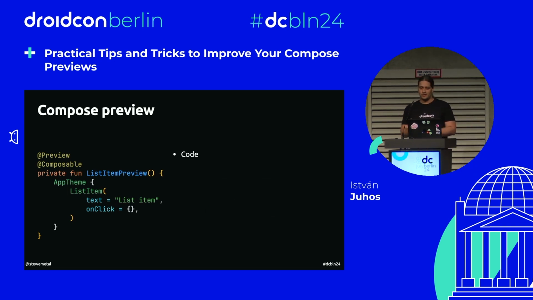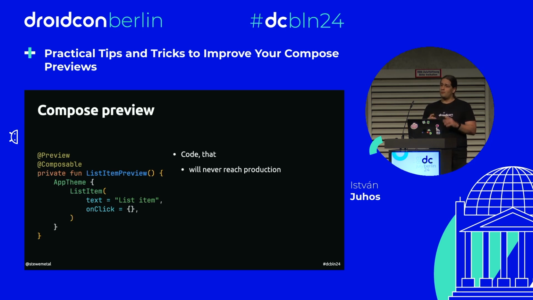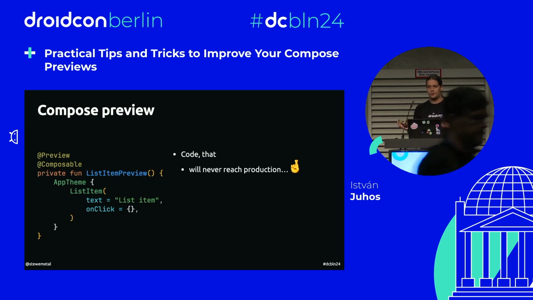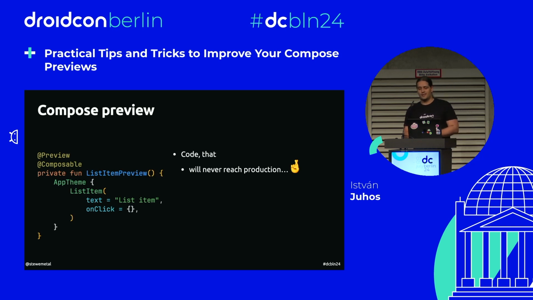Well, we write this code that will hopefully never reach production, but still we have to write code for it. Also, it will never reach production, hopefully. If you have R8 enabled, and of course, if you don't use these preview functions anywhere else in your code, then R8, while doing its code shrinking magic, will just get rid of all of your previews, and you don't actually have to worry about them. If you use them in your code base, that's another thing.